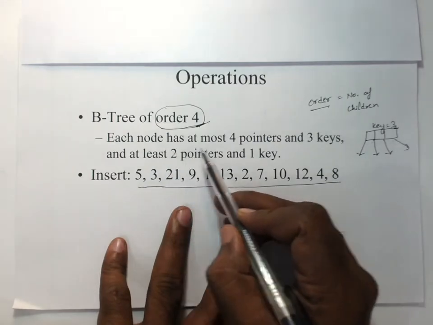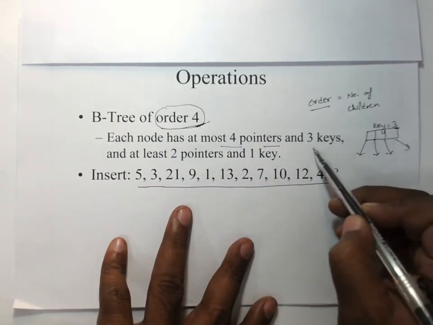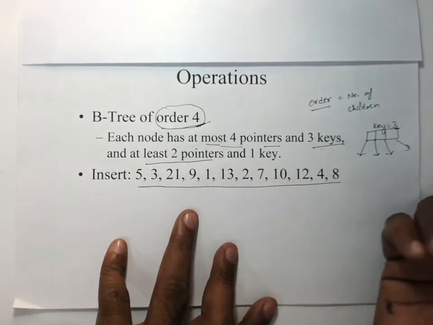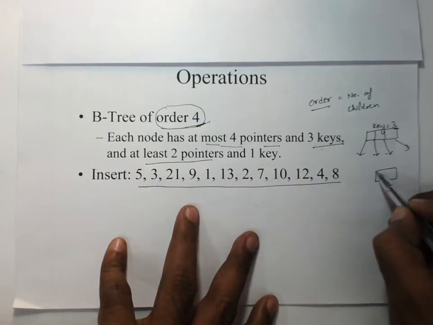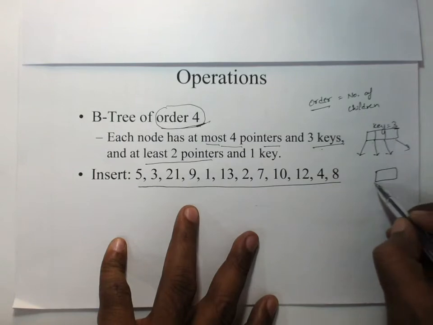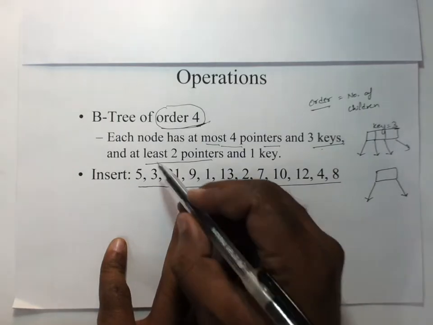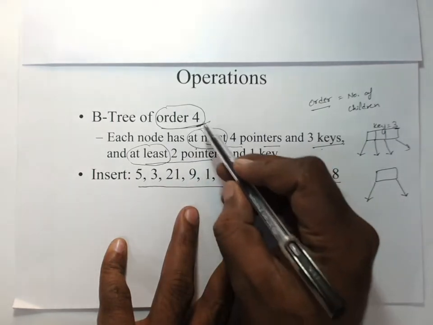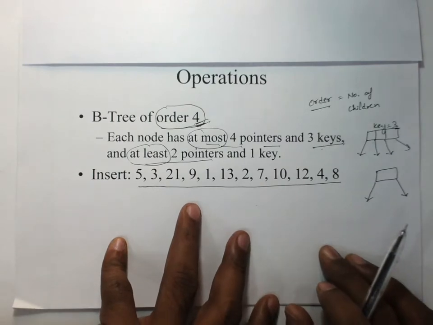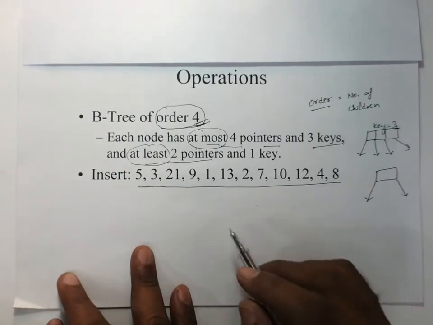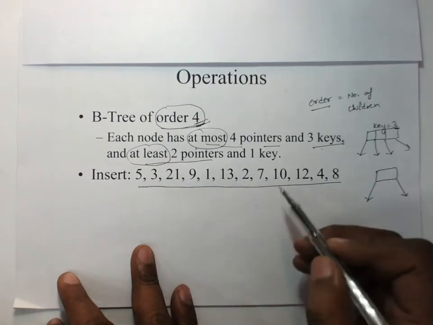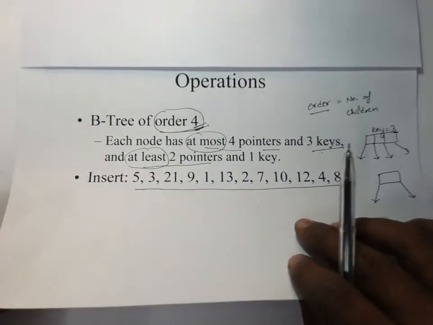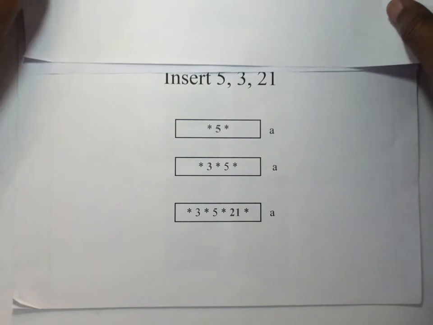So simply each node has at most 4 pointers, meaning 4 children, and at most 3 keys, and at least 2 pointers, because if a particular node has only 1 key value, how many children will there be? 2. So that is the at least condition, because of the root node, and this is the at most condition, given by the order of the B tree. Clear? And elements can be stored one by one in an empty B tree. So I am putting them there one by one.